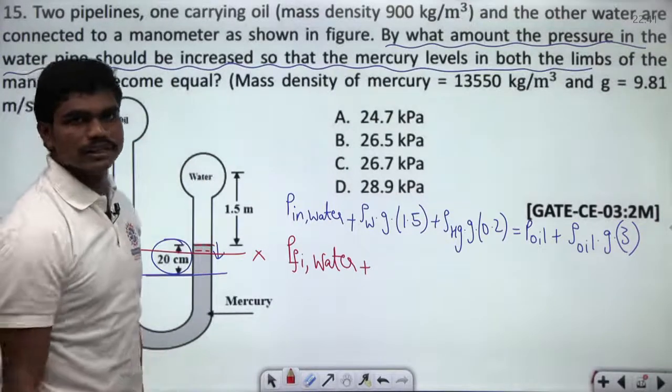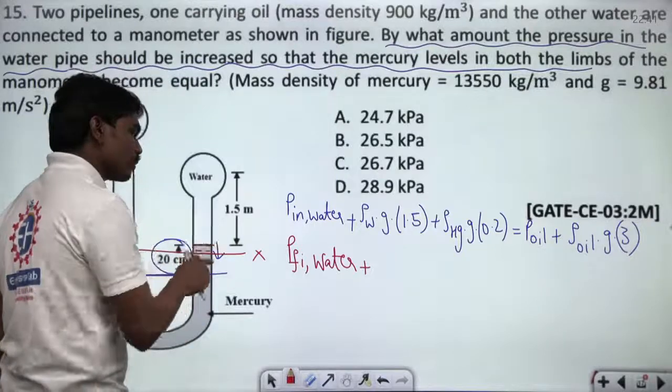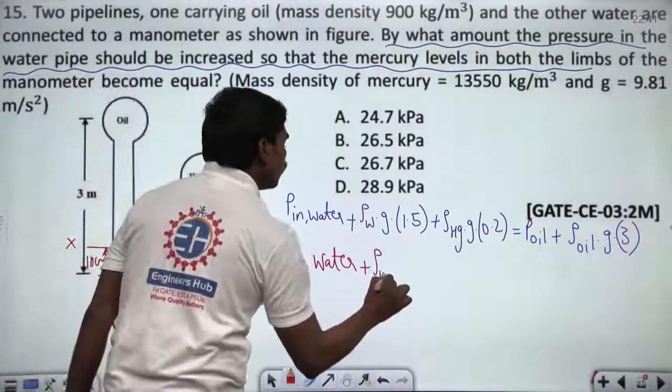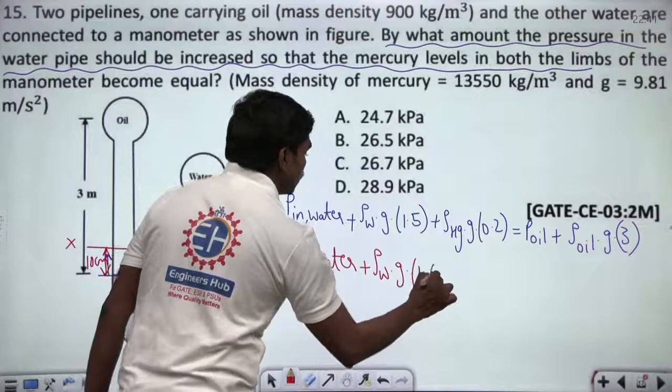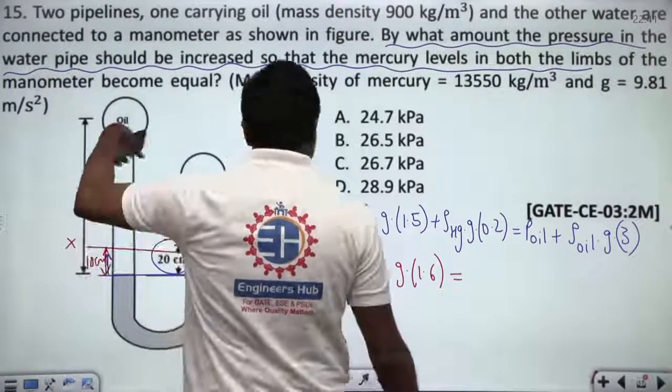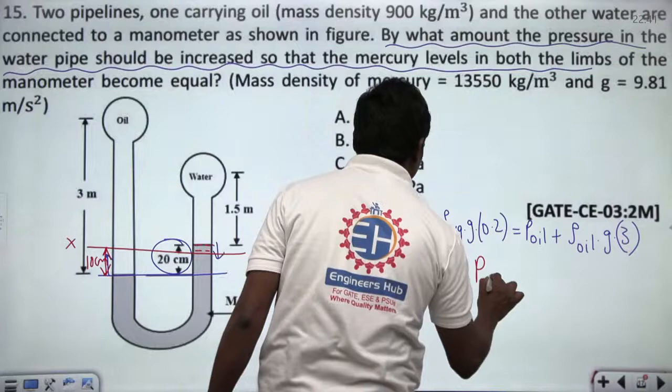10 centimeters is nothing but 0.1 meter. So this will be a total of 1.6 meters, correct? So density of water into g into 1.6. This should be equal to the pressure in the oil pipe. This oil pipe pressure is not changing.